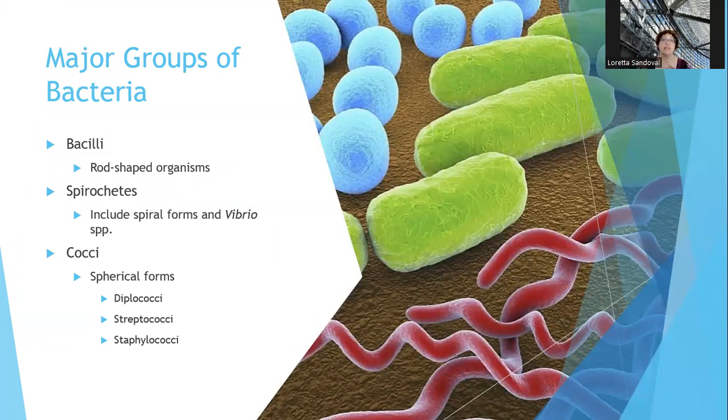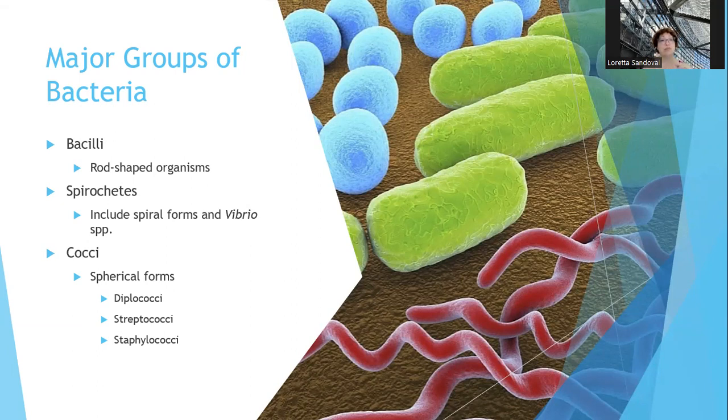The major groups of bacteria are classified by shape. So bacilli are rod-shaped organisms. This is an artist's rendition. This isn't what bacteria really look like, but I think they're pretty in this picture. I mean, they do look like that under the microscope, but they don't have such bright, vivid colors. So it's the color that's the artist's rendition. The rod-shaped ones are bacilli, and there are lots of examples of those, E. coli being one of them. They're part of our normal flora, and they can also be disease-causing pathogens.